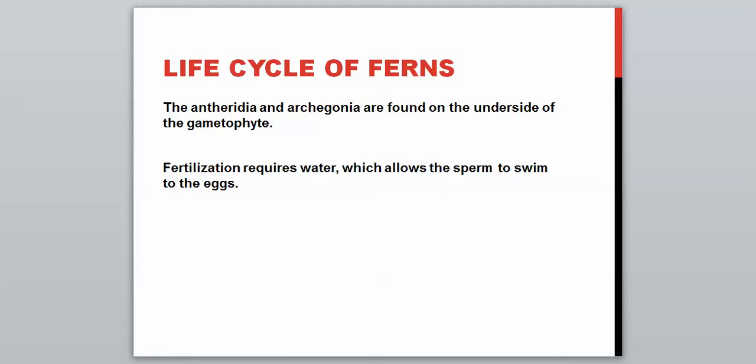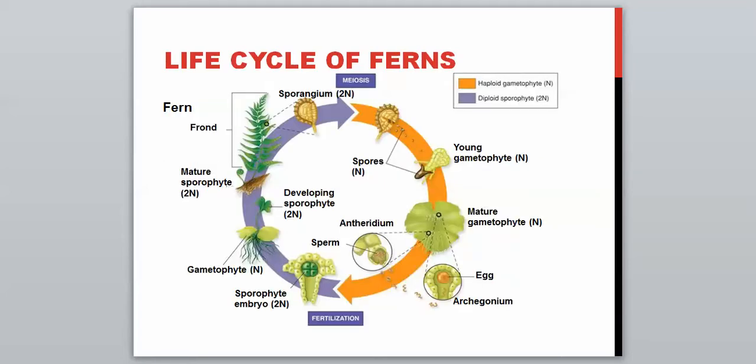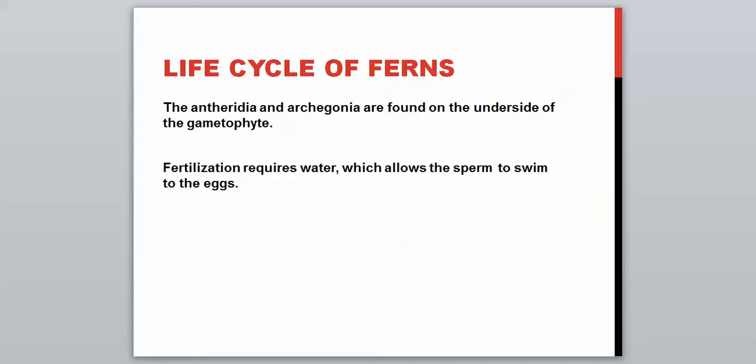And then the antheridia and archegonia, which are our male and female, our sperm- and egg-producing structures, are found on the underside of the gametophyte. So we have our gametophyte, which is flipped over, and we have little zoomed in images of the antheridium and the archegonia, so those are each on the underside of our mature gametophyte.